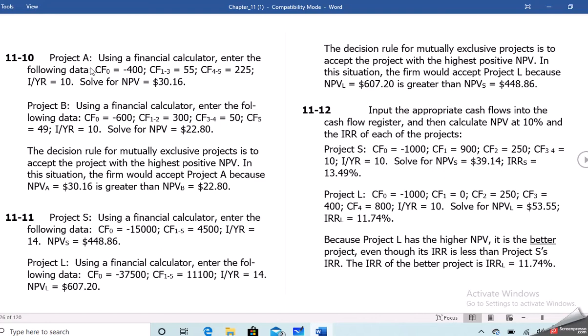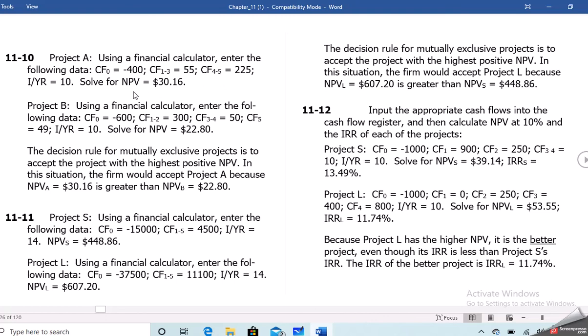So then here it shows you what you're putting in. Again, you're going to hit your cash flow button on your calculator. For project A, it's $400 today, so that's your cash flow for year 0. Put in 400, hit the plus or minus button to make it negative. Then your first cash flow that comes in is $55, and then that frequency is going to be 3. So this would be your CO1, and then your FO1 is going to be 3. Then your CO2 is going to be the $225 here, and then your frequency is going to be 2.